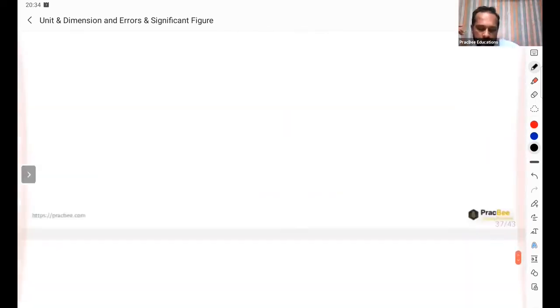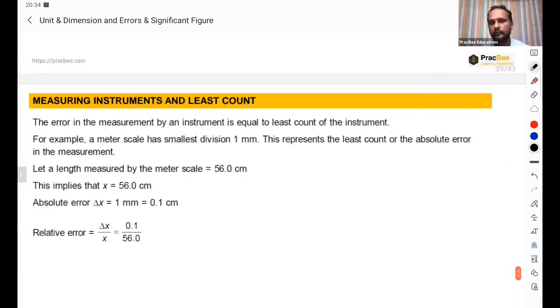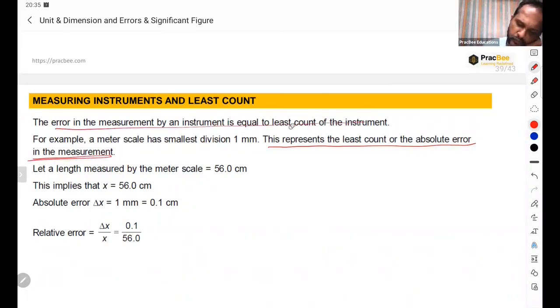One last thing: measuring instrument and least count. I want to tell you that in any instrument, if you want to take a measurement, the least count of that instrument is taken as the absolute error. The error in the measurement of an instrument is equal to the least count of the instrument.